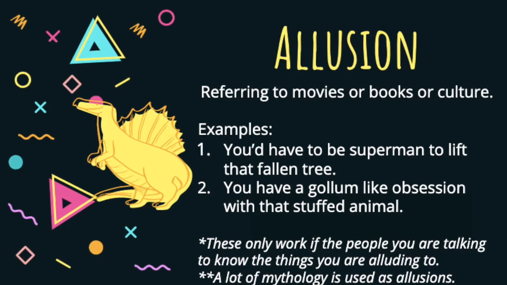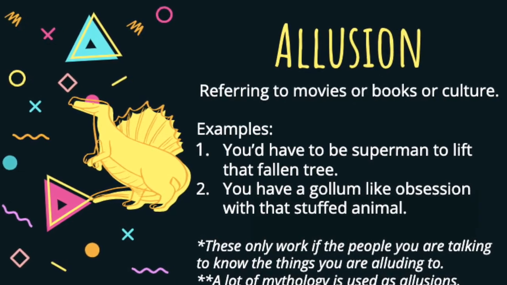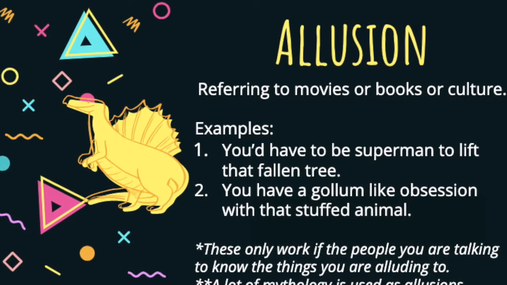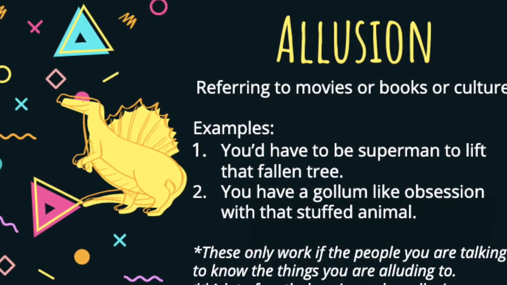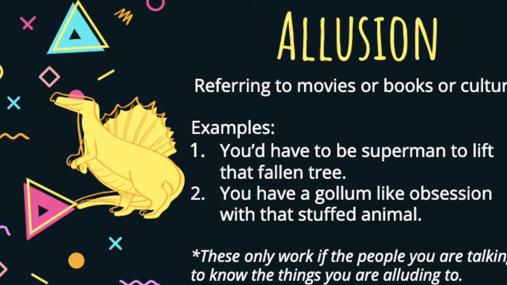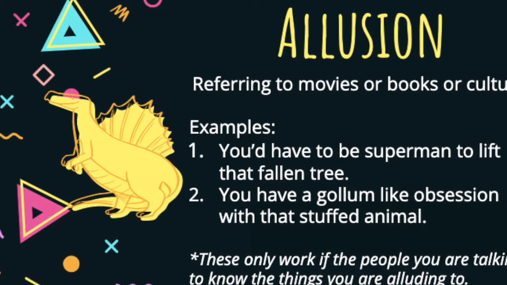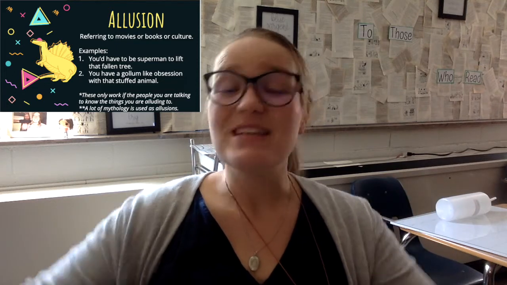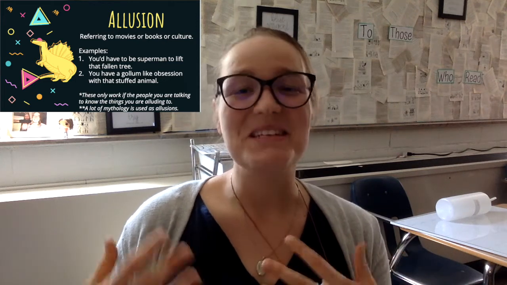Then you have allusions. This is not illusions, which is like when you're seeing things or when you've got magic tricks. This is an allusion, which is a reference to movies or books or culture within a text. An example, you'd have to be Superman to lift that fallen tree. If you know who Superman is, you know he's super strong, right? Hence the name Superman.